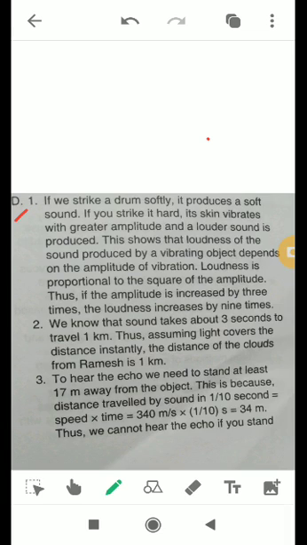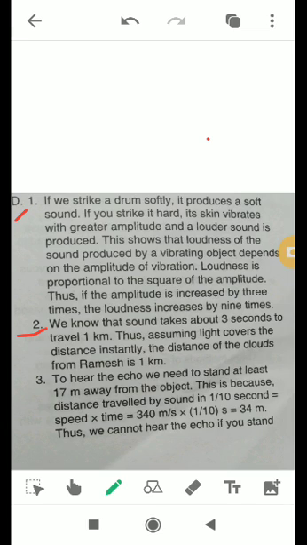The second question. Ramesh measured the time gap between lightning and thunder and found that it was 3 seconds. Assuming light covers the distance instantly, what is the distance of the clouds from Ramesh? Answer: we know that sound takes about 3 seconds to travel 1 kilometer. Thus, assuming light covers the distance instantly, the distance of the clouds from Ramesh is 1 kilometer.